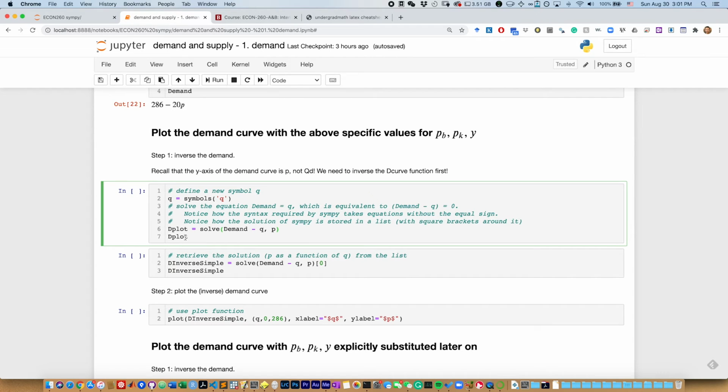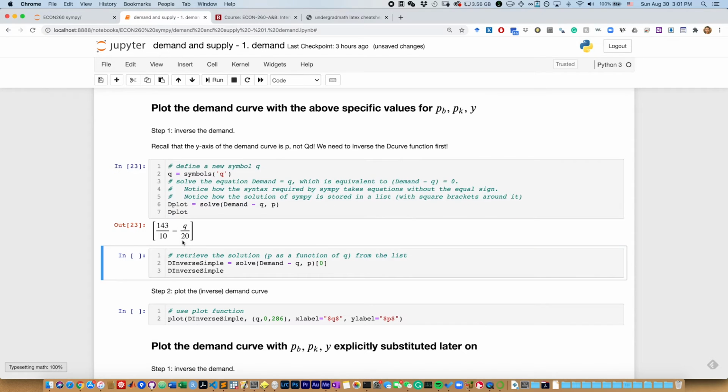Line 7 here, I am just calling dplot again, so that Python returns what dplot is to me, so we can check the answer. All right, now let me run this cell. And here we go. We found the solution. This is 14.3 minus q over 20. That's exactly the expression we have in the slides.